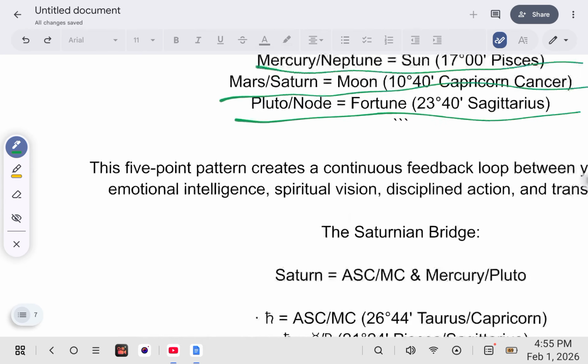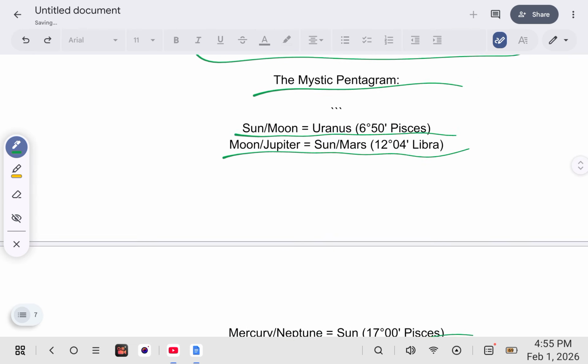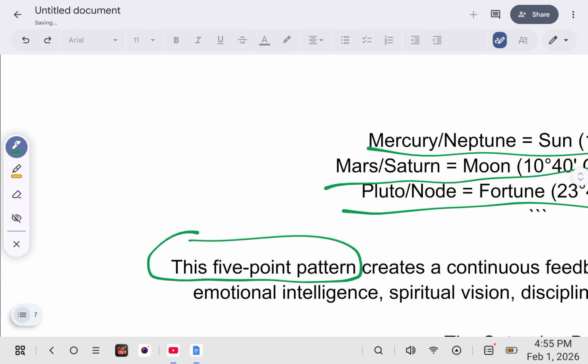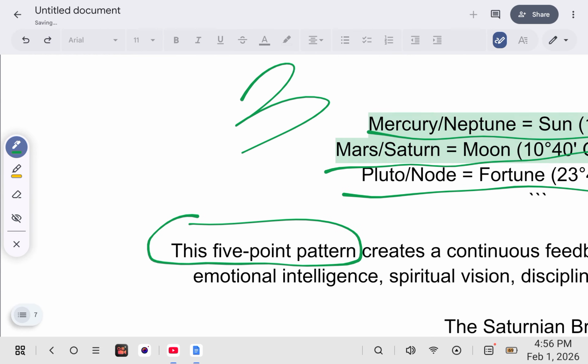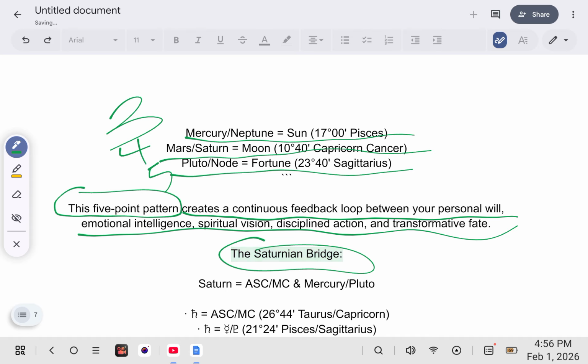This 5-point pattern, right? Because we just went over that. Sun, Moon, Moon, Jupiter, Mercury, Neptune, Mars, Saturn, Pluto, Node. It's a 5-point pattern, and it creates a continuous feedback loop between my personal will, emotional intelligence, spiritual vision, discipline, action, and transformative faith.